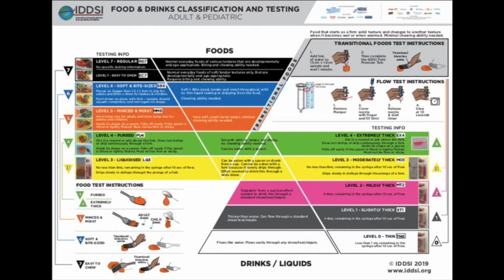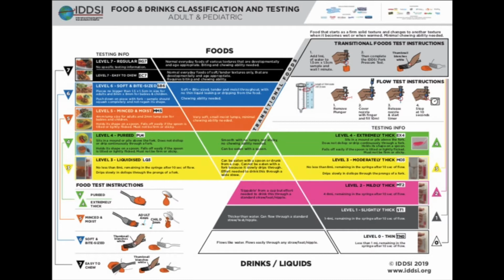For level 6, which is soft and bite-sized, you will do the same thing, which is create pressure with the fork on the food until your thumbnail blanches white. You'll remove the fork, and you should not have any residue on the fork, depending on what the food is.